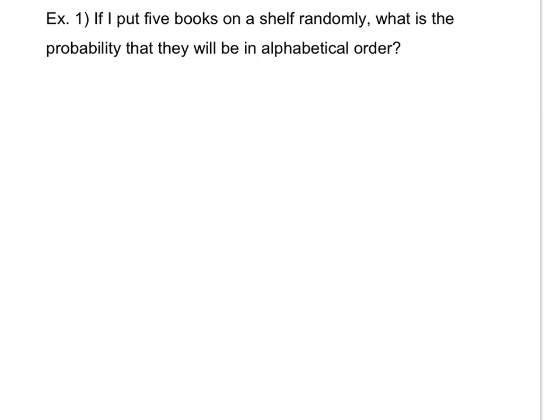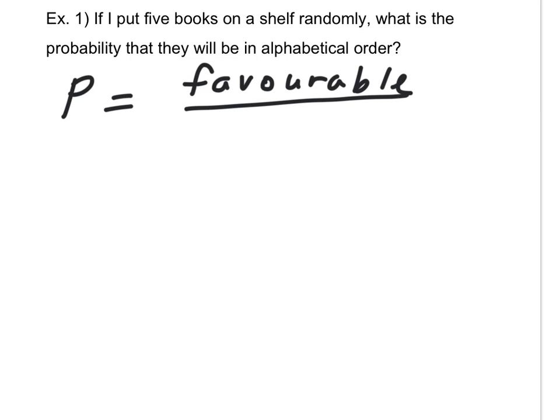So remember, the probability is equal to favourable all over total outcomes. Okay? So, I put the books in. The only way I win is if they're in alphabetical order. If they're not in alphabetical order, I don't win. So that means that there's only one way I can win, is by putting the books in alphabetical order. Okay, there's only one favourable outcome. And how many total outcomes? How many ways can I arrange those 5 books in the shelf?